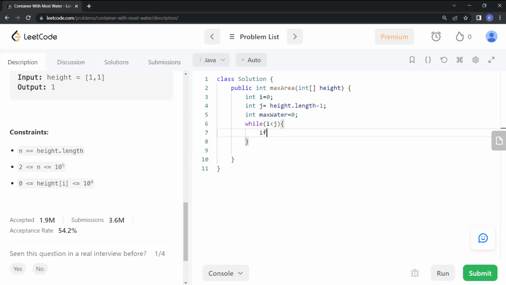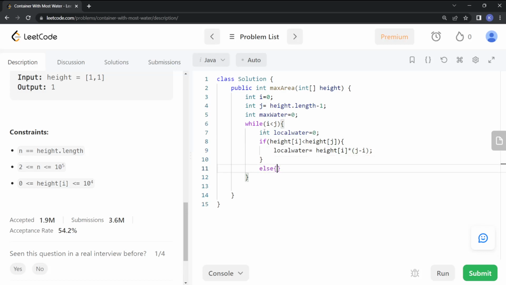Now what we're going to do is compare if height i is less than height j. If this is the case, then while computing the local water, int local water is equal to 0, that is how much water two rods can basically hold. So local water retention is equal to the minimum of the heights. In this particular case height i is minimum, so we multiply it with the width, and the width would be j minus i, of course, because i is always smaller than j. If the case is just the opposite, then we can calculate the local water by the same formula, but this time instead of using i, we will be using j.